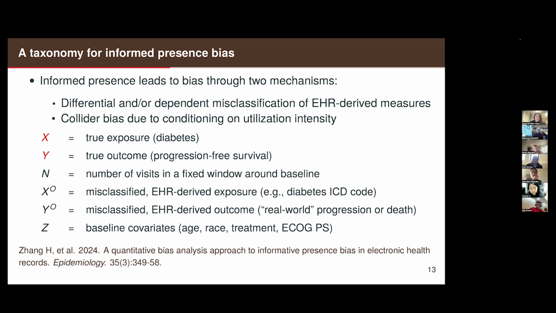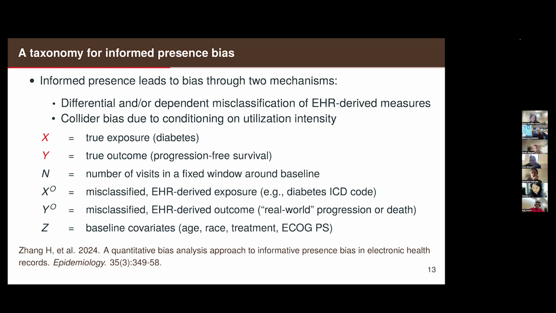In the data set that I'm working with, we have a variable called real-world progression or death. So this represents whether or not, when we look at the EHR, we can deduce that the patient experienced cancer progression based on, for instance, something that appears in a physician's note.